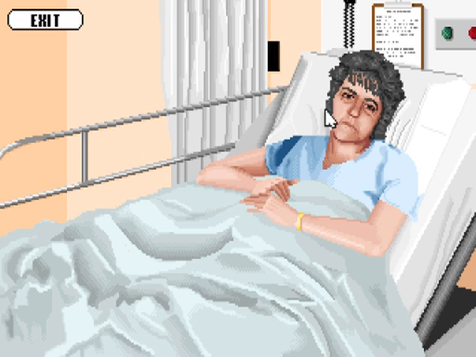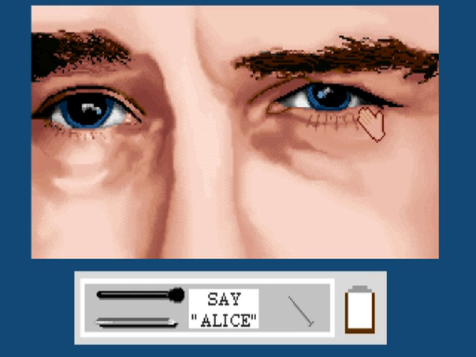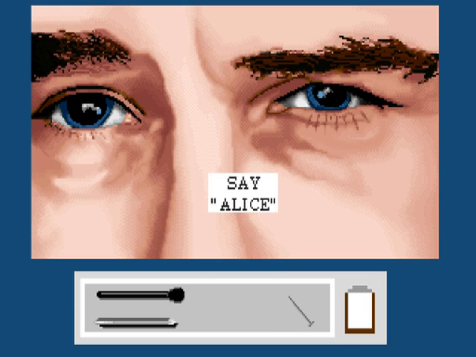Oh, she does not look happy. Let's take a closer look. So, yes, we are Dr. Sphincter, and here we go. This is our patient's eyes, and here are our tools. We have this spoony thing, and we have this neuralizer looking thing, and a sign that says "Say Alice," and then a pin of some sort. So let's have her say Alice.